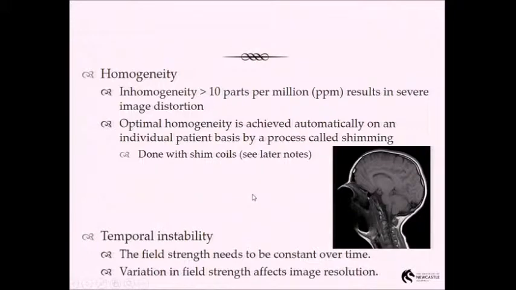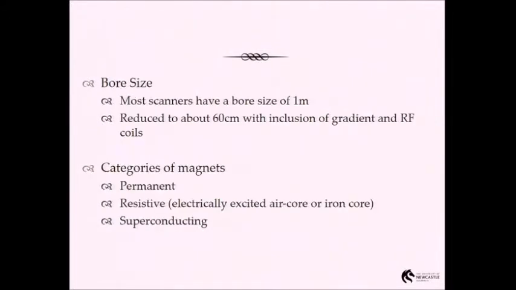And as I mentioned, temporal instability is really that you want the magnet to be at the same magnetic field strength day in and day out. If you're going to do studies 7 days a week, you want the magnet to be the same every day of the week. You don't want to see a large variation in the magnetic field strength.